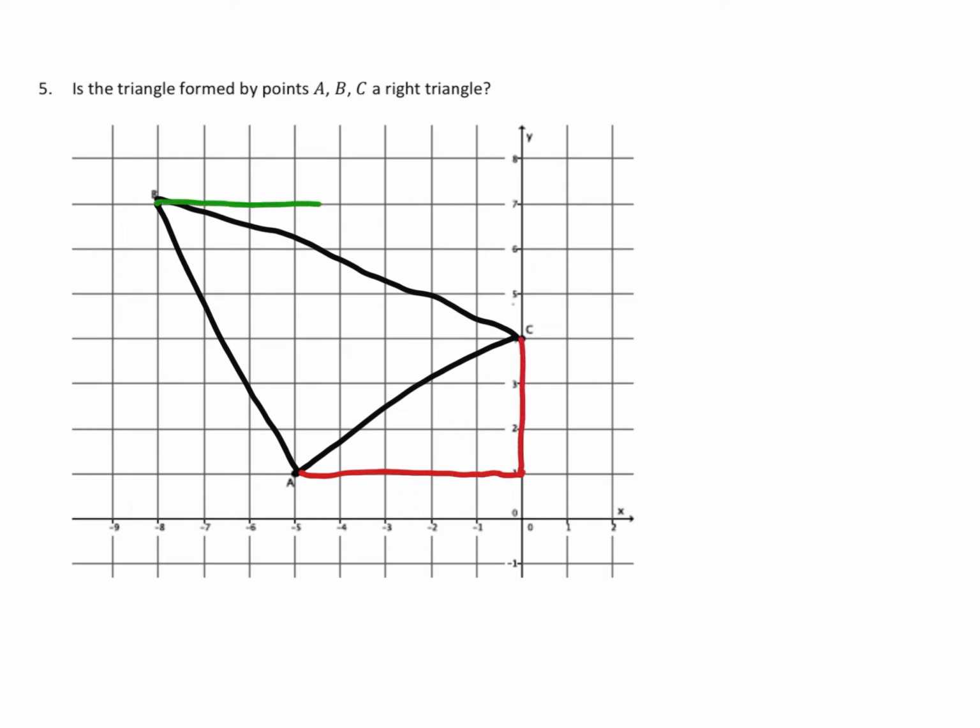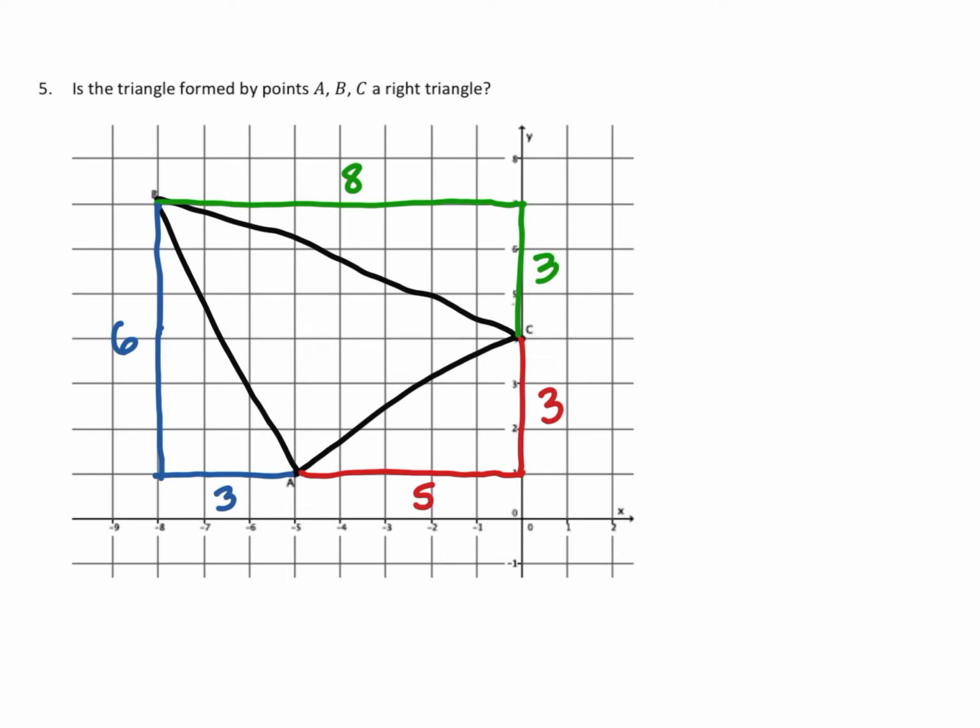So each one of these right triangles will help us find the hypotenuse, which is the actual side length of the triangle drawn in black. So this one is a 3 by 6. The green is a 3 by 8. And the red is a 3 by 5.